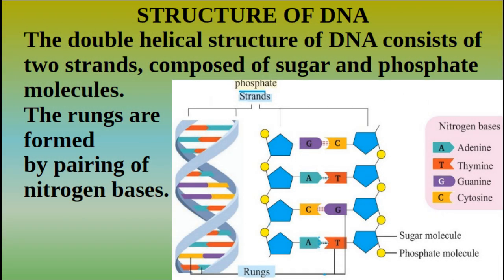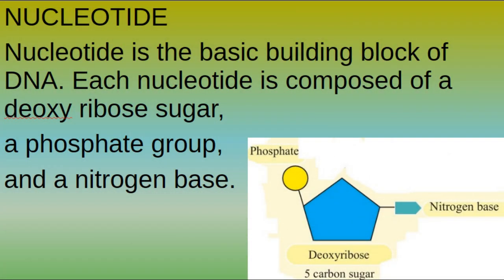Structure of DNA. The double helical structure of DNA consists of two strands composed of sugar and phosphate molecules. The rungs are formed by pairing of nitrogen bases. Nucleotide. Nucleotide is the basic building block of DNA. Each nucleotide is composed of deoxyribose sugar, a phosphate group, and a nitrogen base.